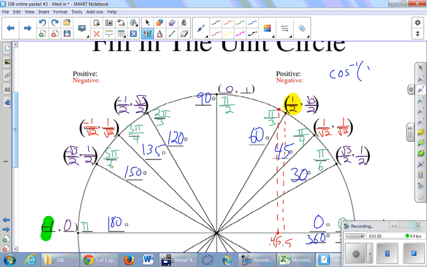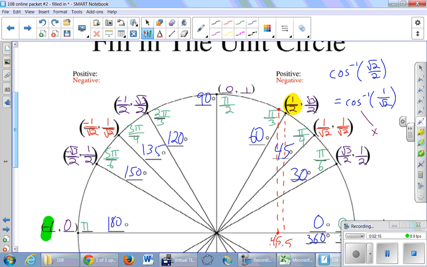Inverse cosine of root 2 over 2. Remember this little calculation we did before. That's exactly the same number in there as 1 over root 2. So we were looking for the cosine to be 1 over root 2, and remember that the cosine is the x, so we want a point on this circle where the x is 1 over root 2.